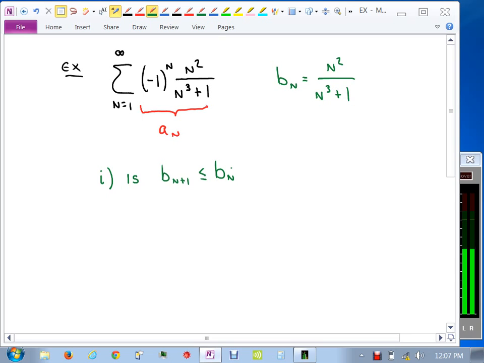Is this true or not? I have to plug n plus 1 in, so if I plug n plus 1 in, I have n plus 1 squared over n plus 1 cubed plus 1 less than or equal to n squared over n cubed plus 1. Is that true? Why? If the value n plus 1 is bigger than n, so this denominator is bigger than that one. Is that okay?